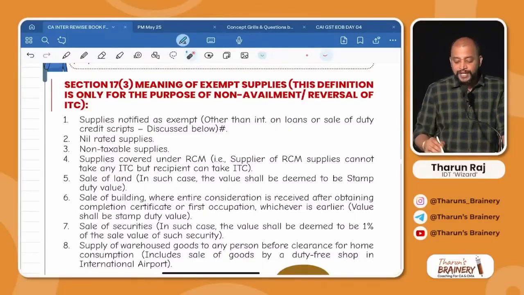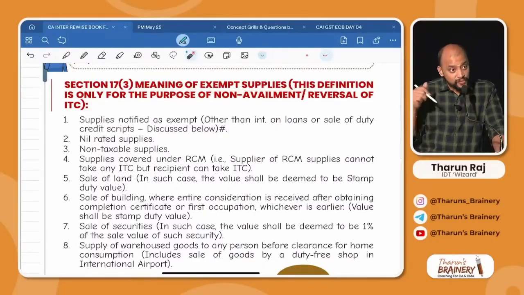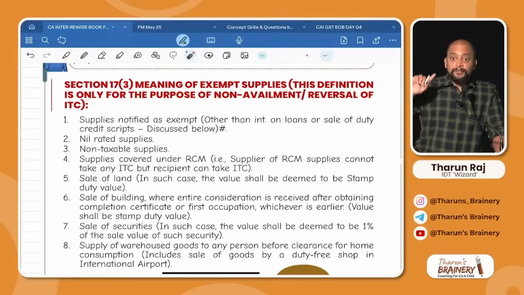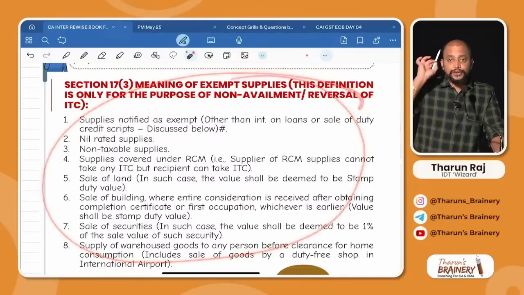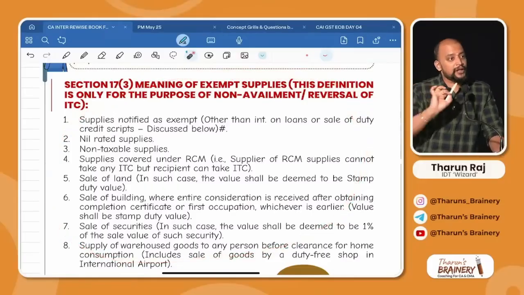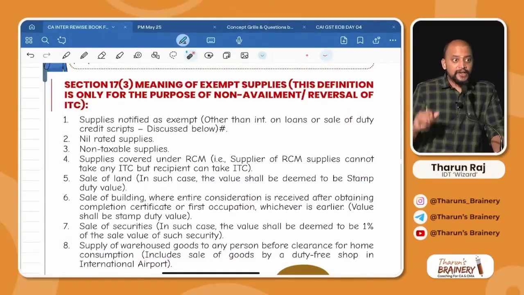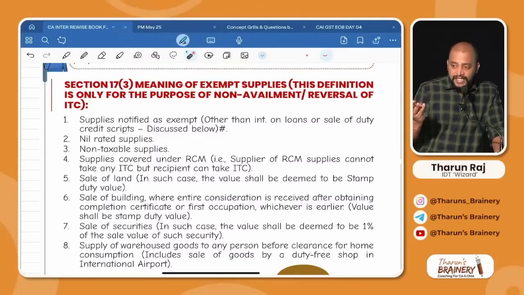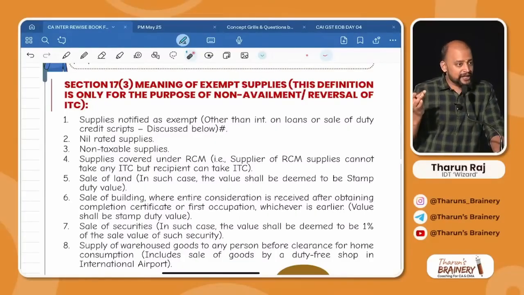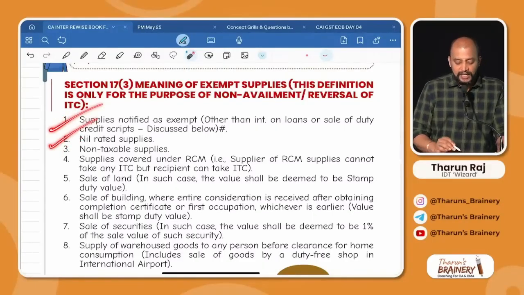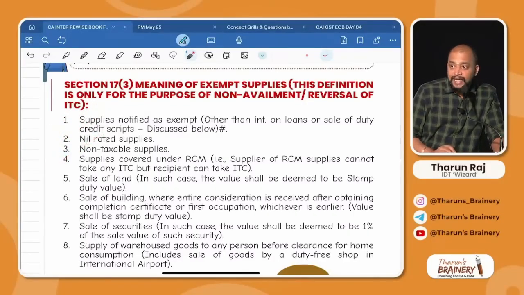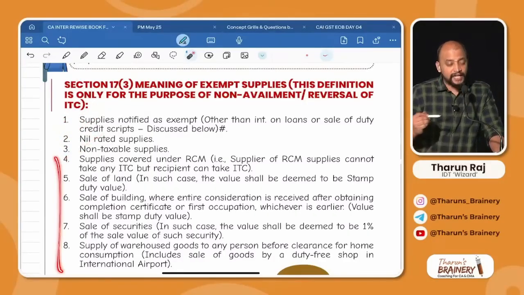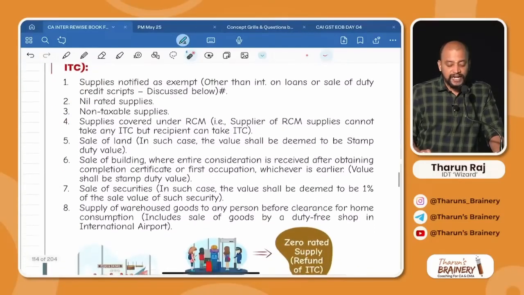Again, here also we have the meaning of exempted supplies. But this is for what purpose? Not for payment of GST, but for computation of ITC. This definition you need to use only for ITC computation, not in general. Is it clear or not? In general, the meaning of exempted is notified as exempted, nil rated, non-taxable. That we already studied. So here also the first three are the same, correct? But apart from that, we have some more activities which are treated as exempted for ITC purpose.